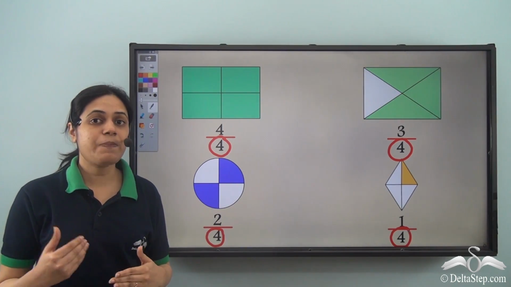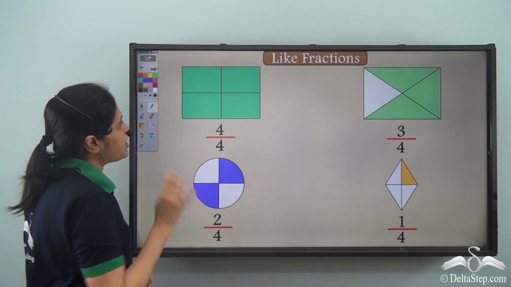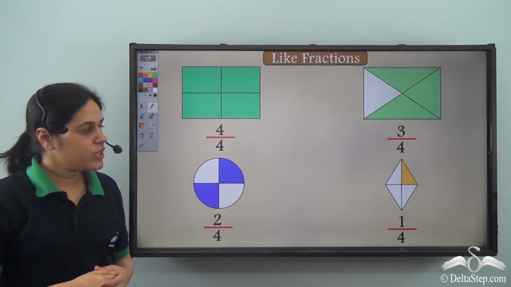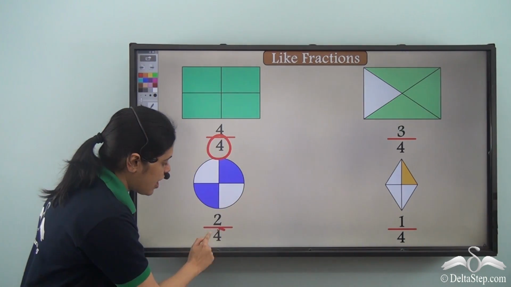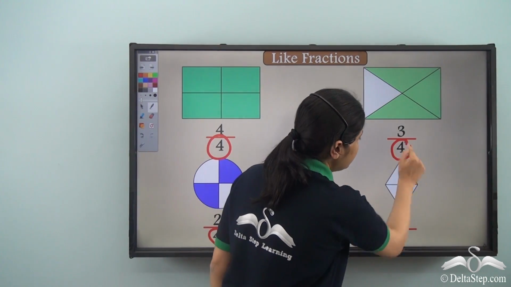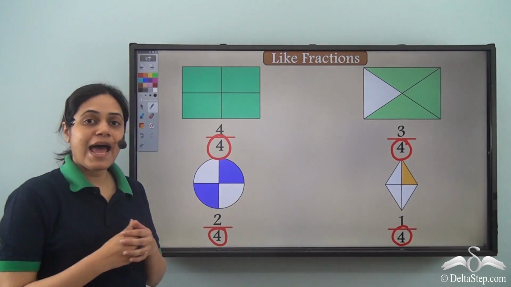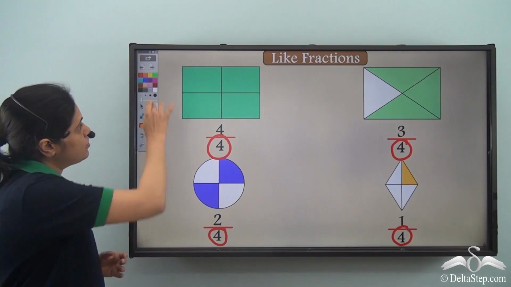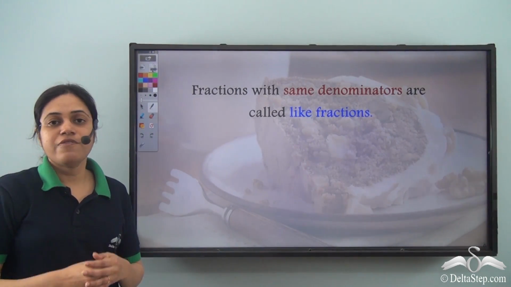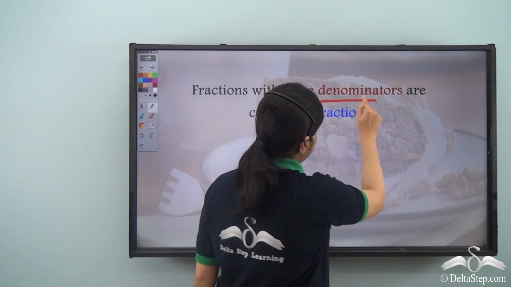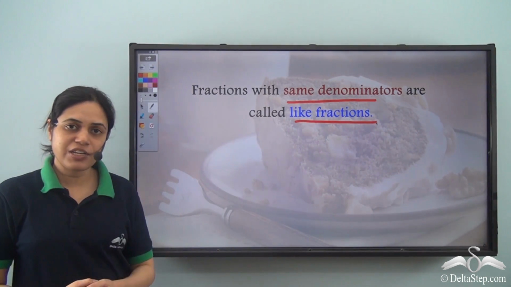Now there is a special name given to such fractions. Such fractions are called like fractions. So the fractions which have the same denominator are called like fractions. So what are like fractions? Fractions with the same denominator are called like fractions.